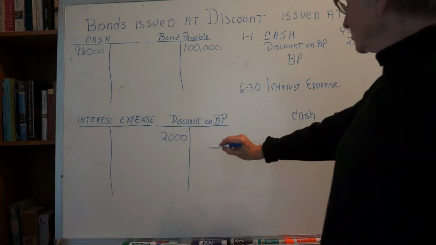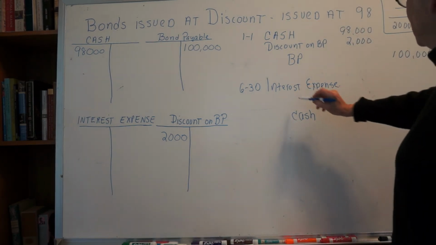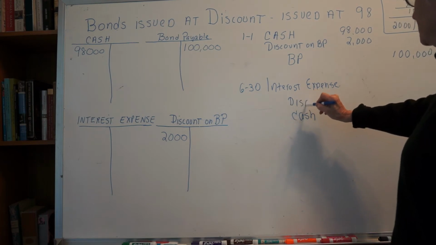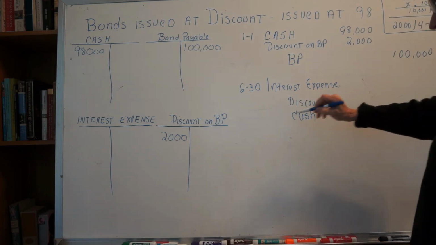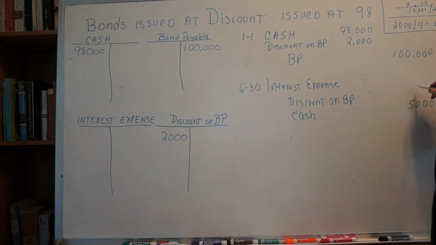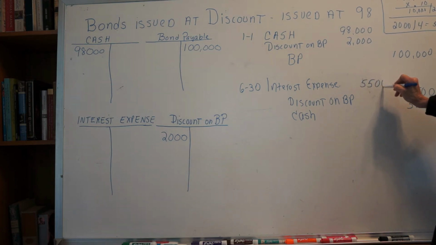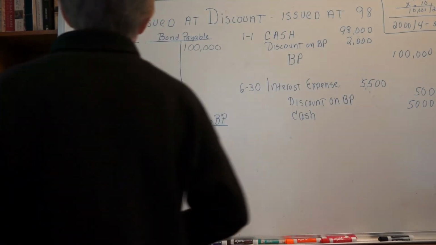So how does that work when we say amortize it? Well, we are going to credit discount on bonds payable. That will reduce it, because you notice it's on as a debit. So we're going to credit the discount on bonds payable, the 500, and that means our interest expense is going to be 5,500. Let's see how this happens.